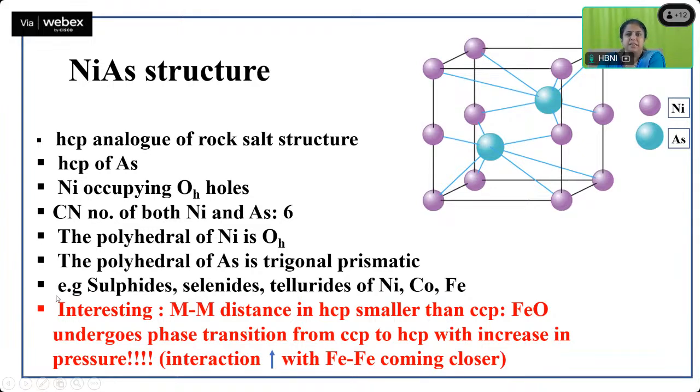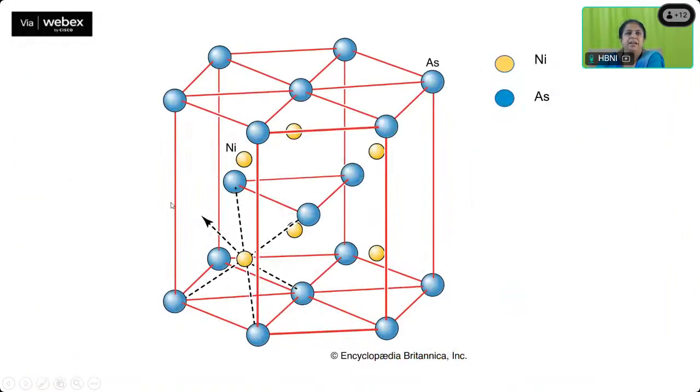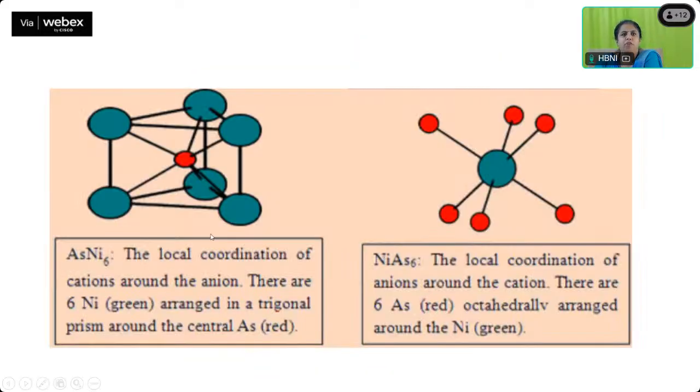In nickel arsenide, what we say is that your arsenic ion is the blue ion. It occupies all the corner positions in the hexagonal cell. And the nickel, it occupies the octahedral hole. So 1:1, 2 lattice points, 2 octahedral holes, 1:1. But what is the difference here? The polyhedra of nickel, now nickel is lying in an octahedral hole, right? So it is like this. The green one is nickel.